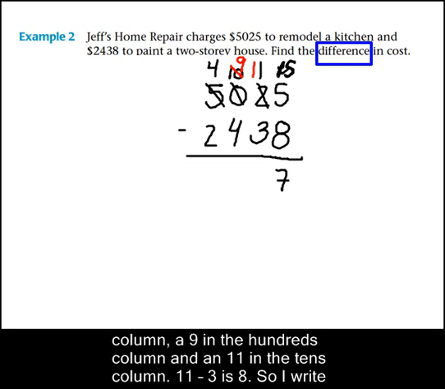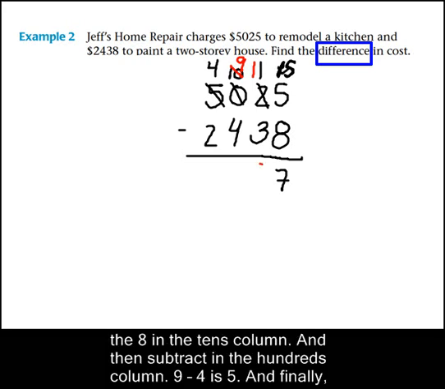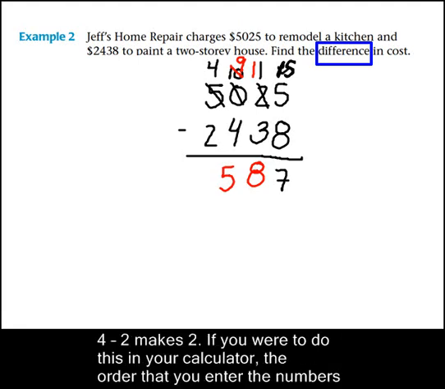11 minus 3 is 8. So I write the 8 in the tens column, and then subtract in the hundreds column. 9 minus 4 is 5, and finally 4 minus 2 makes 2.